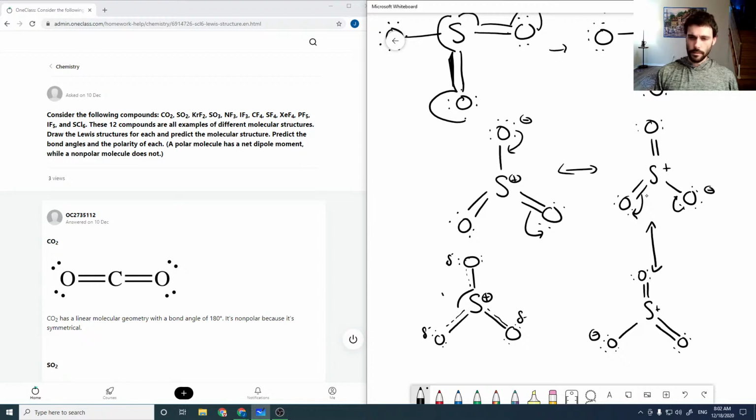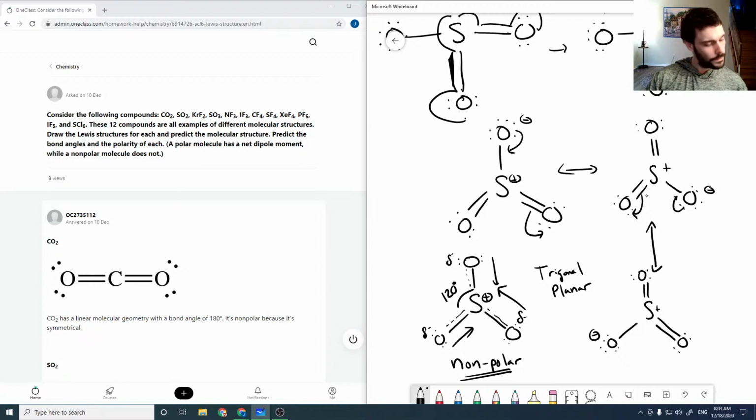So what that means is that we've got a perfect 120 degrees in here, and the dipoles will all directly cancel, meaning this guy will be non-polar. And it'll be a trigonal planar structure. Okay. I might have to pick this up later. Okay, let's see what I can do here.